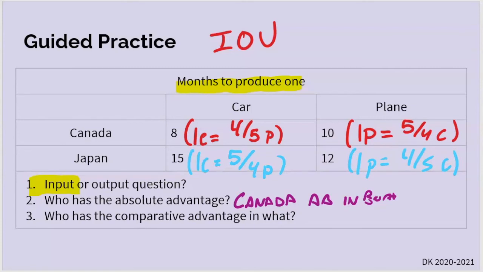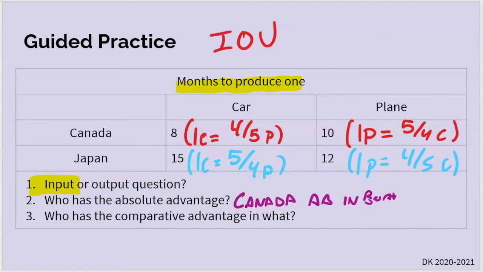So now we have to figure out who has the comparative advantage and in what. And yet again, we have to look at our per unit opportunity cost. In this case, it doesn't matter whether you're looking at an input or an output question. If the country or the individual has the lower per unit opportunity cost, they should specialize and only produce that one good. They have the comparative advantage in that good.